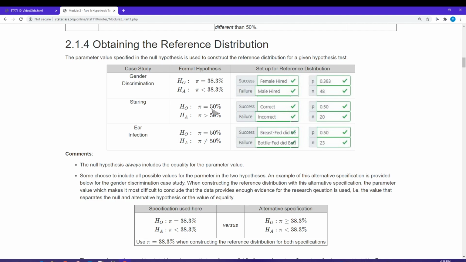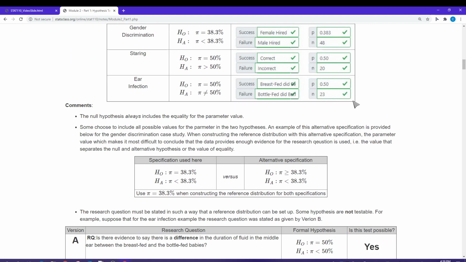For the staring example, that was a 50-50 scenario. The two outcomes were either she was correct or incorrect. And here we're putting the parameter value of 50% or 0.50. Likewise for the ear infection example.